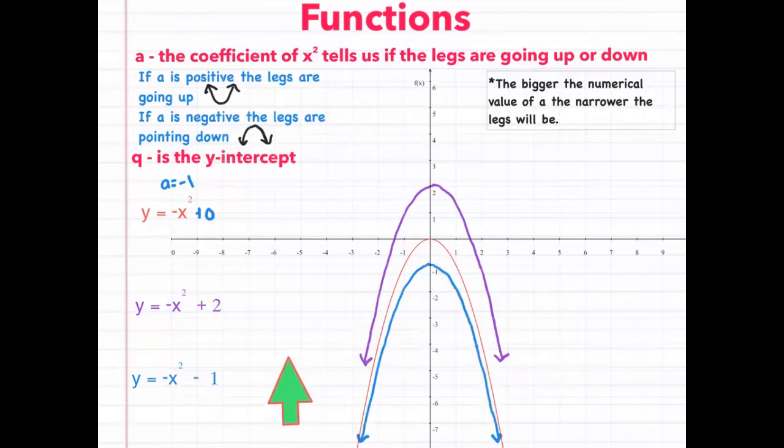So please remember, we always go and look first at the a and the q, and then we know where it starts, we know which way the legs will point, and then we can easily see if there's going to be x-intercepts. We can calculate it with our quadratic equations. And that's what we will do in the next lesson.